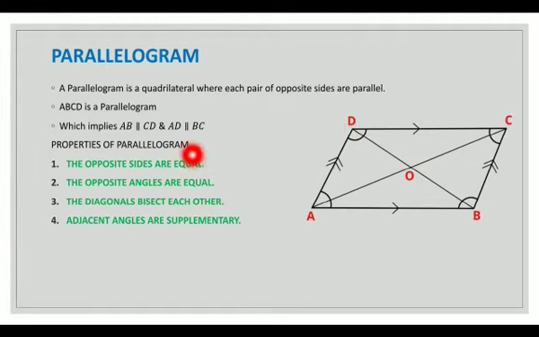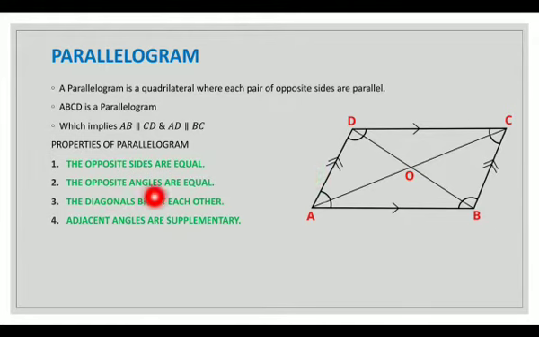Let's study the properties of a parallelogram. The opposite sides are equal. The opposite sides of a parallelogram are equal, which means AB is opposite to CD. So the property says opposite sides are equal, that is AB equals CD and DA equals BC, as opposite sides are equal.